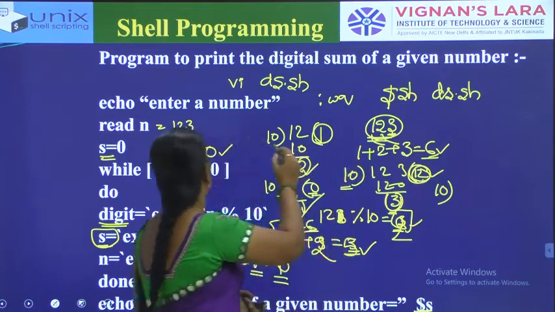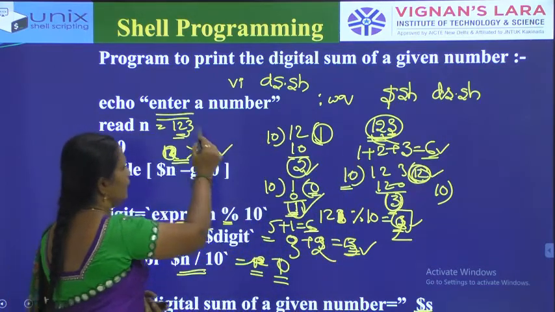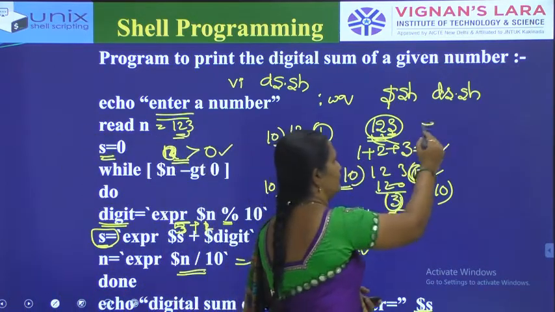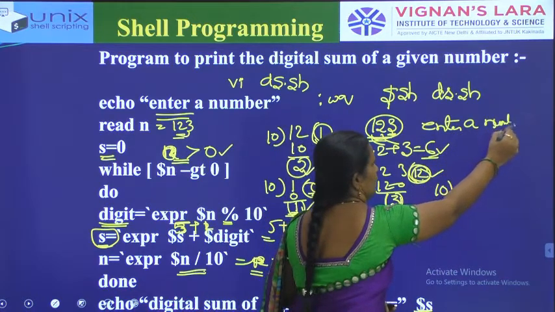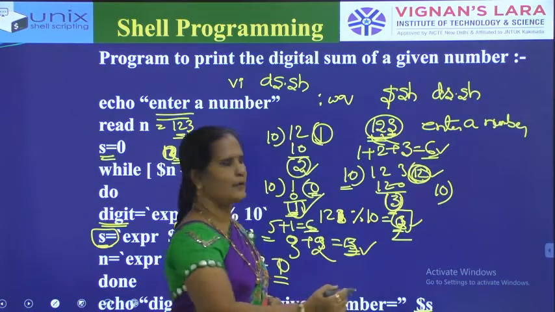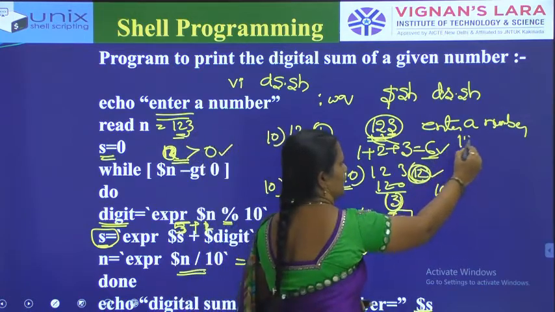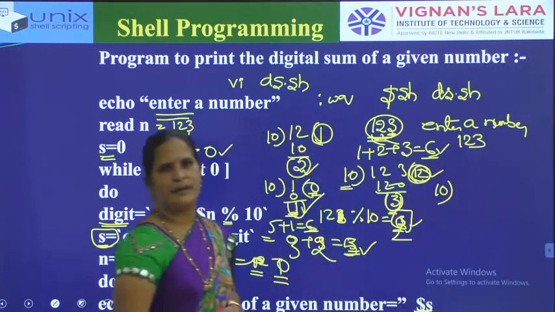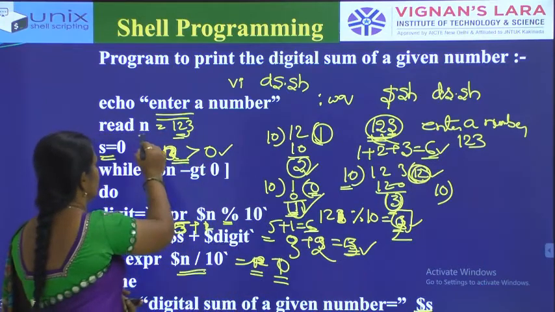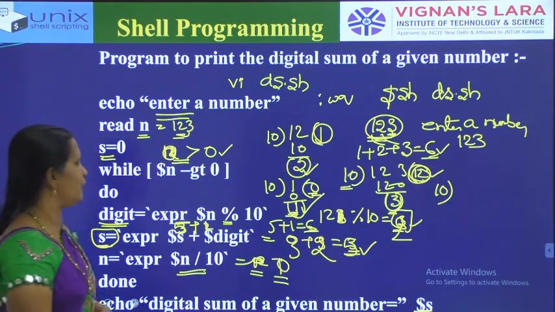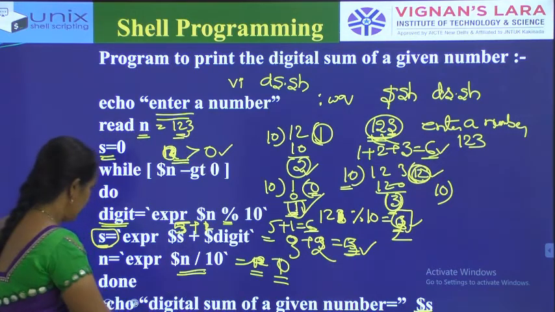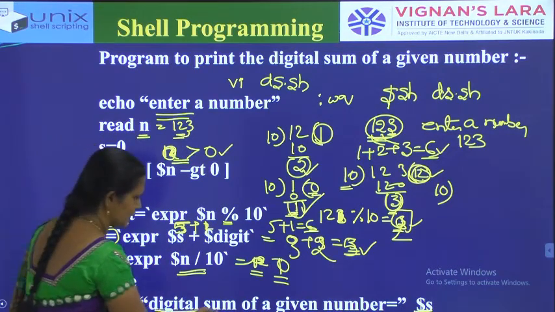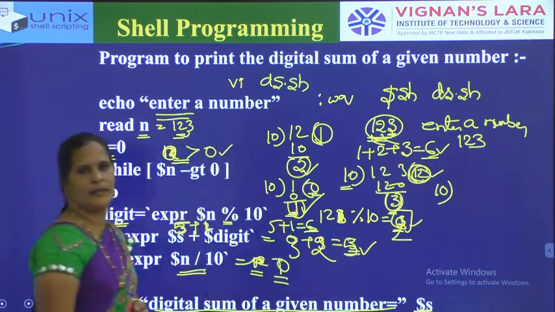It is going to display, what is the first line? Echo space enter a number, means it is going to display enter a number. Here we have to specify the number. For example, here I specified 123. This 123 is stored in variable n. Next, after executing, it is going to display digital sum of a given number is equals to.